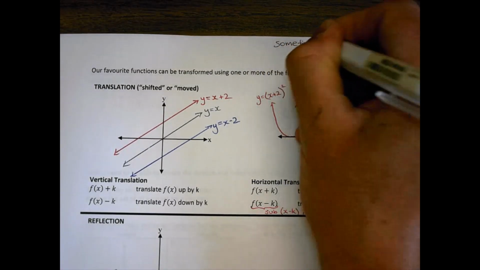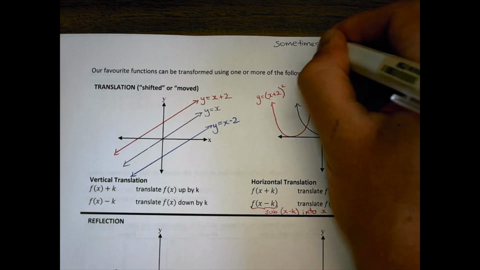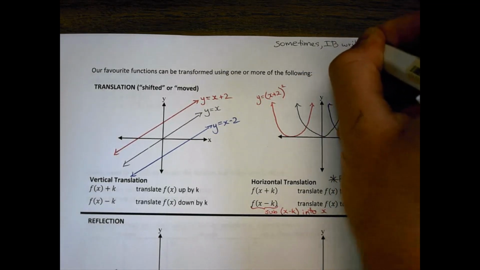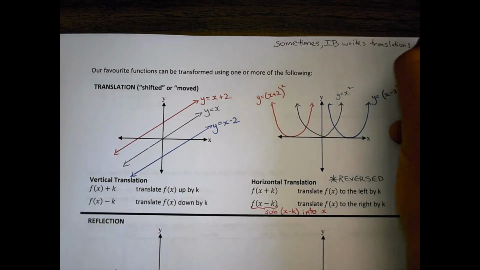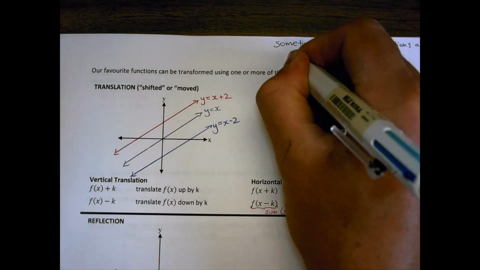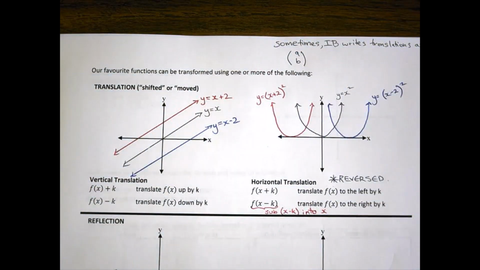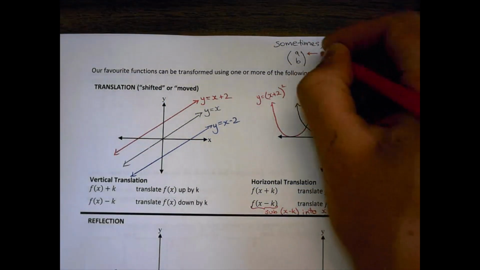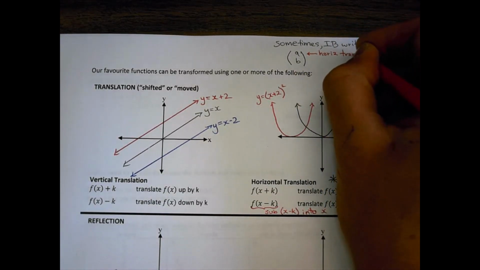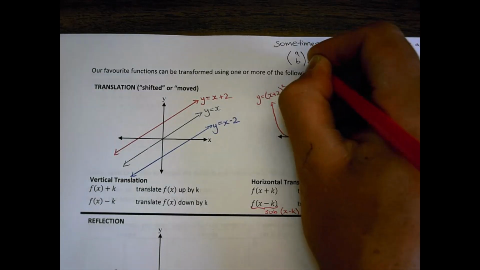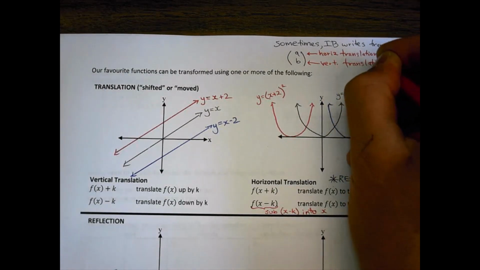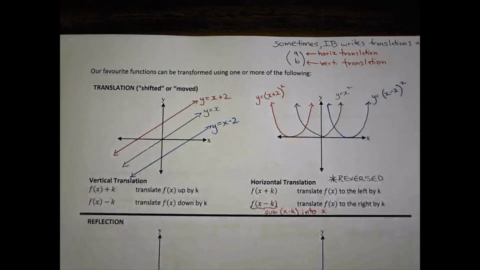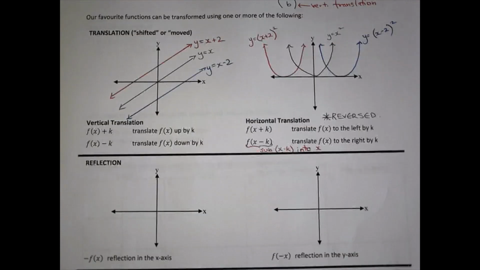Sometimes IB writes translations as (a, b). This is just goofy IB notation, but you might see it. This is the horizontal translation, and this is the vertical translation. Just something to be aware of. Okay, let's keep going with our transformations.